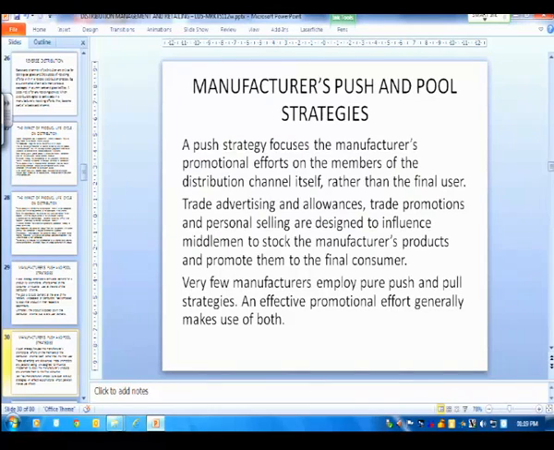A push strategy focuses the manufacturer's promotional efforts on the members of the distribution channel itself, rather than the final user. Trade advertising and allowances, trade promotions, and personal selling are designed to influence middlemen to stock the manufacturer's products and promote them to the final consumer. Very few manufacturers employ pure push and pull strategies. An effective promotional effort generally makes use of both.